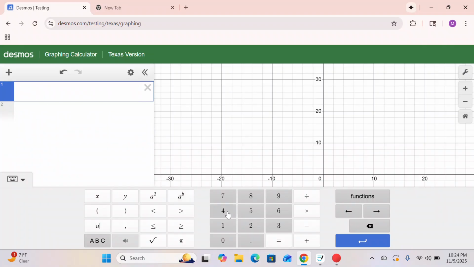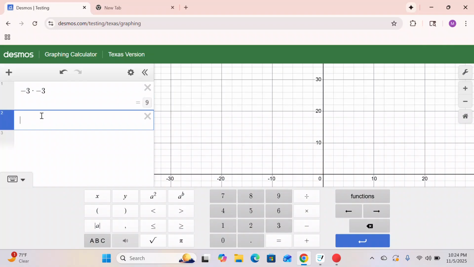Even when you get into your multiplying, when you have a negative 3 times, all you do is press a sign here, negative 3. Gives you a positive 9. Or when you have something else like a negative 9 times 4 gives you a negative 36. So Desmos does everything for you, from adding, subtracting, multiplying, and dividing any type of integer.